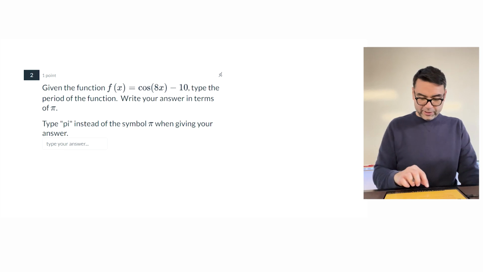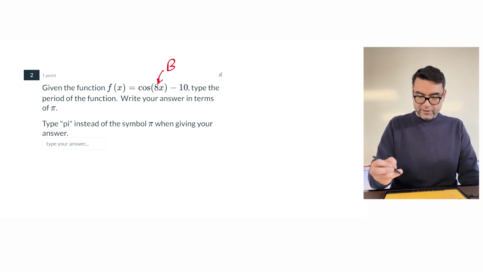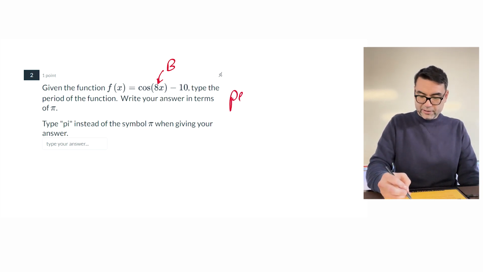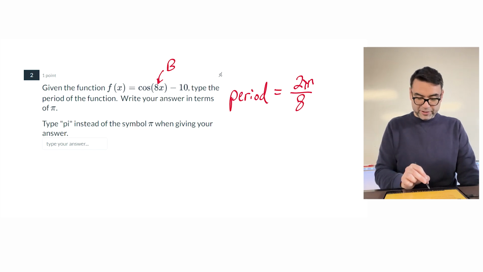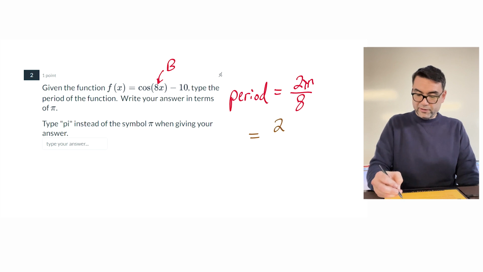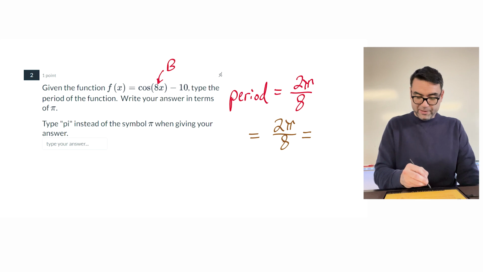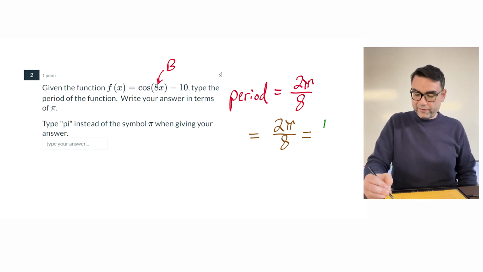Number 2, we're going to go ahead and do the same thing. This is our b value, right? So to find the period, it's 2 pi over that b value, which is 8. Now, you do have to simplify fractions, so you should know that 2 over 8 is not simplified. So we rewrite this as 2 pi over 8, just to rewrite it. And if you divide the top expression by 2 and the bottom expression by 2, you would get pi over 4.